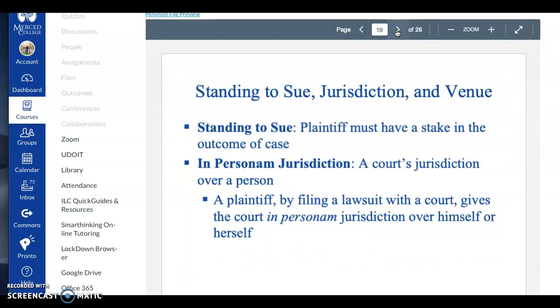An individual must have standing to sue, which means they must have a stake in the outcome. So you cannot sue on behalf of your daughter if your daughter's still alive and able to sue. The court must have in-person jurisdiction, meaning the parties must be within the jurisdiction that the state has availability to litigate over. So maybe they're located in California, they do substantial business in California, you would be able to bring a suit in California.